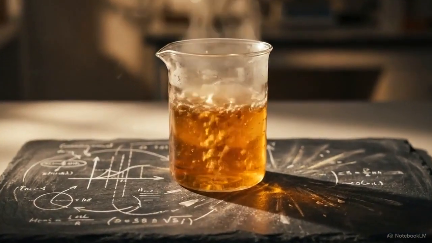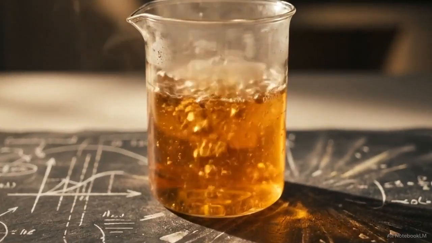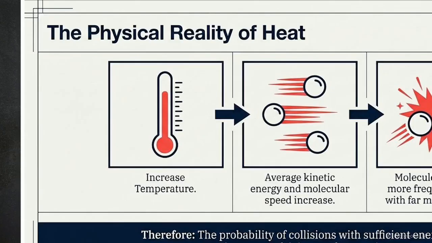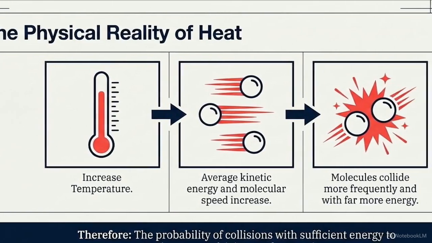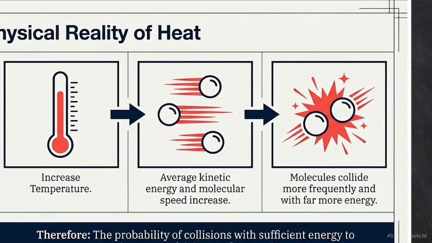Increasing the temperature of a mixture by 10 degrees can double the rate of a chemical reaction. Understanding this sensitivity requires looking past the beaker and into the mechanics of individual molecules. This graphic shows the physical sequence of heat. Raising the temperature increases the average kinetic energy of the system. Molecules move faster, colliding more frequently and with higher impact energy.